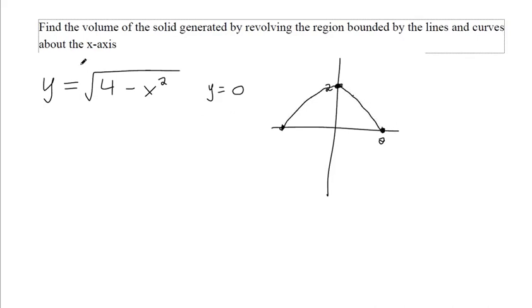So we're supposed to find the volume of the solid generated by revolving the region bounded by the lines and curves about the x-axis. So this is the curve, and then we're given y equals 0. So these are all the points where y equals 0. So this is the region that's bounded. This right here is the region bounded by those two curves, and we're supposed to rotate it around the x-axis. So you're thinking about that semicircle getting revolved around the x-axis.